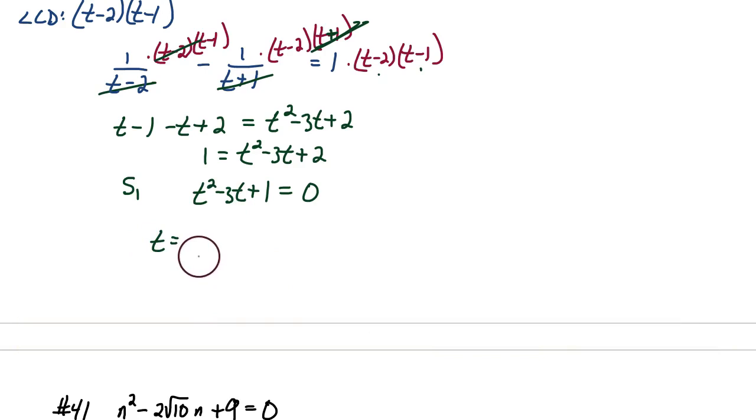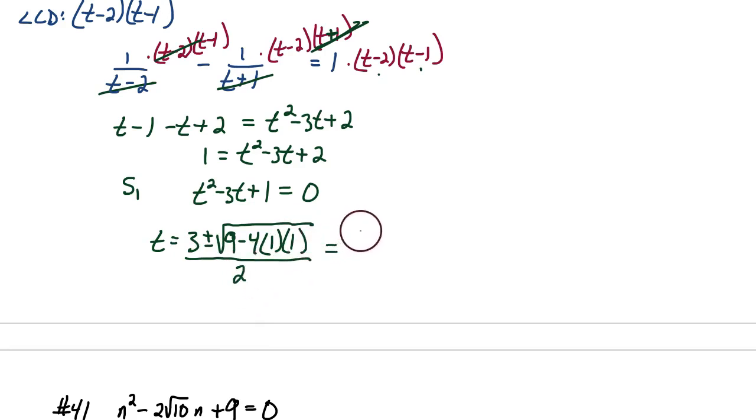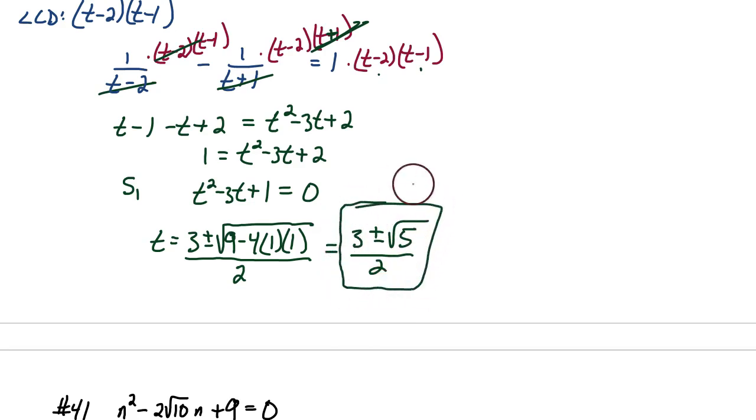T equals, now we want to go negative b, so that makes 3, plus or minus the square root. Now we want to go b squared, that's 9, minus 4 times a times c, all divided by 2 times a, which is just a 2. So we have 3 plus or minus the square root of 5, all divided by 2. Here are our answers to our equation.